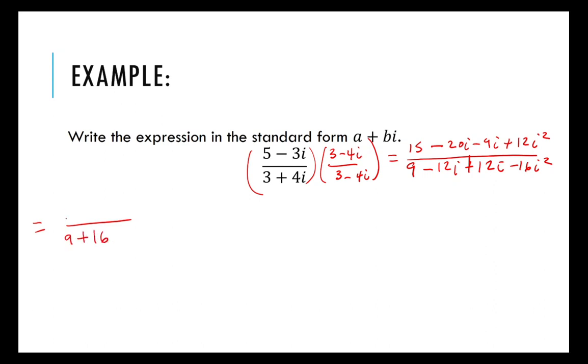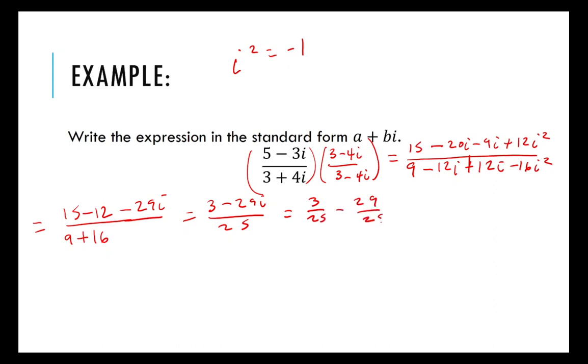In the numerator we have 15 minus 12 because i squared is negative 1. And then we have minus 20i minus 9i, that's minus 29i. Then simplify as much as possible. 15 minus 12 is 3, minus 29i, and then 9 plus 16 is just going to give us 25. And then we could rewrite this as 3 over 25 minus 29 over 25 times i using properties of fractions. Check to make sure our fractions don't reduce, but 3 and 25 are relatively prime, and 29 and 25 are also relatively prime, so they do not reduce.